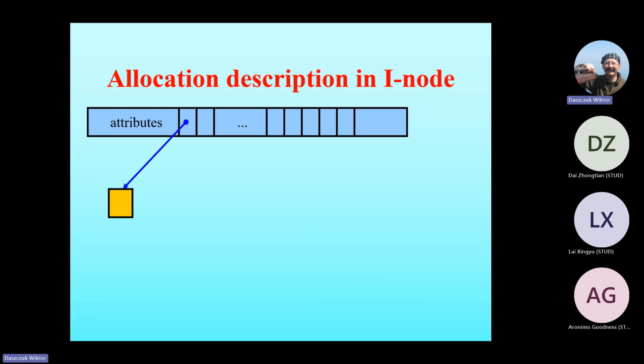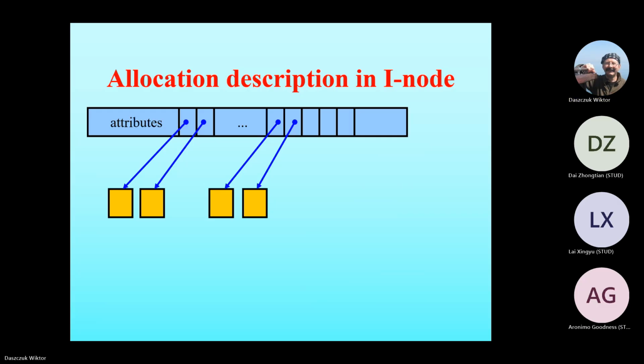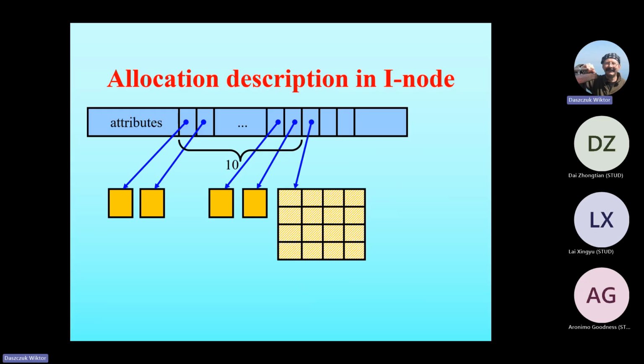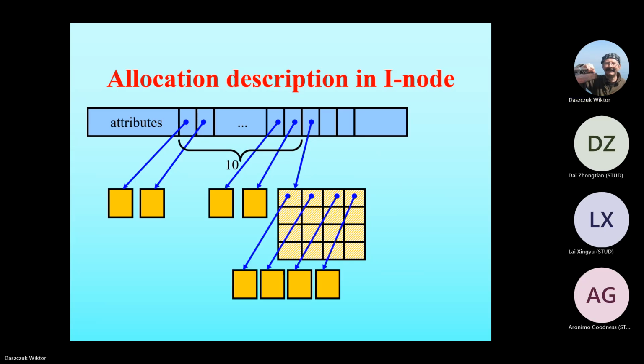We have 10 pointers to blocks containing a file. 10 pointers. It's not much. So if it's not enough, we have an indirect addressing structure. We have a block that contains pointers to blocks.